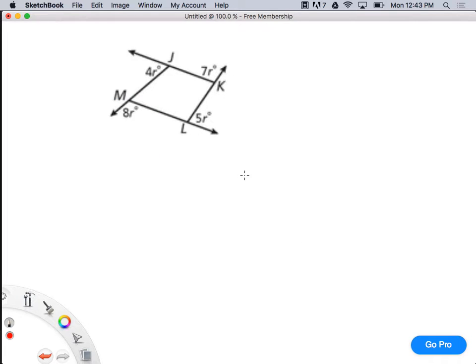And I say solve for R. What do I know about all these angles? What type of angles are they? Exterior. So what do I know about their sum? They all add up to 360. So I do 4R plus 7R plus 5R plus 8R equals 360.